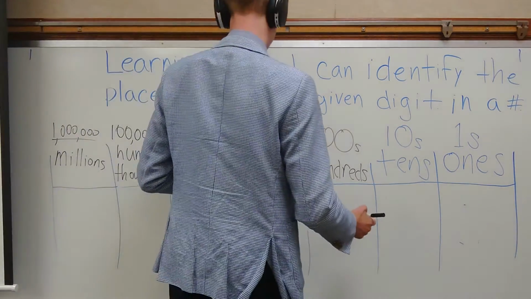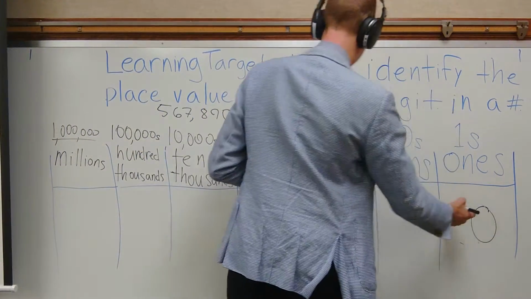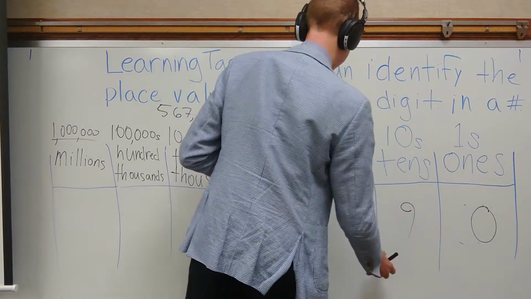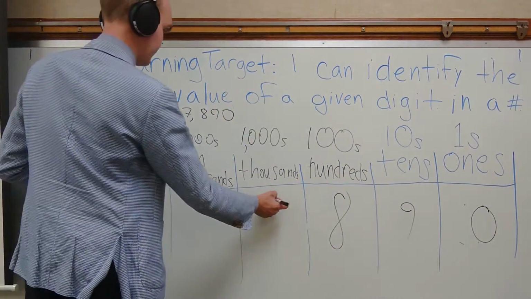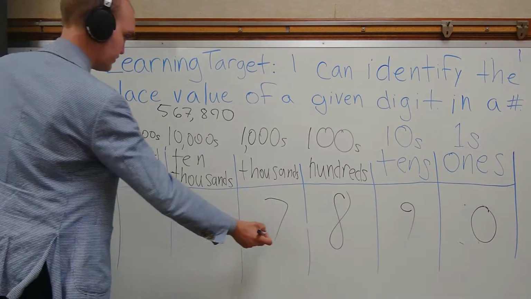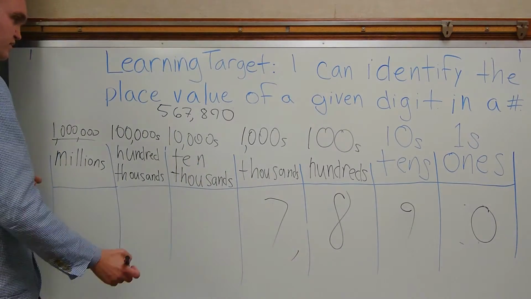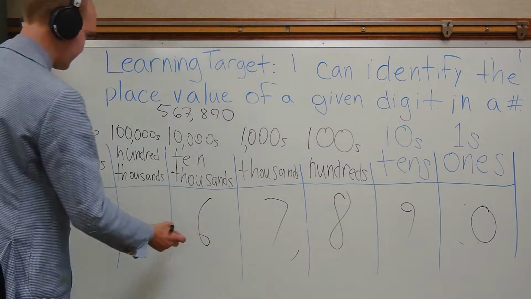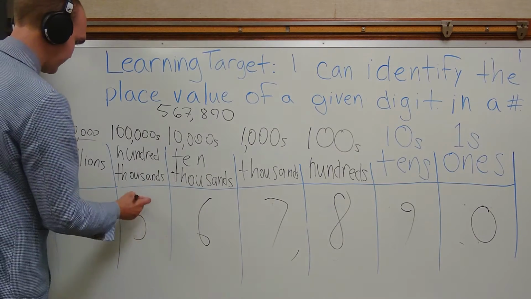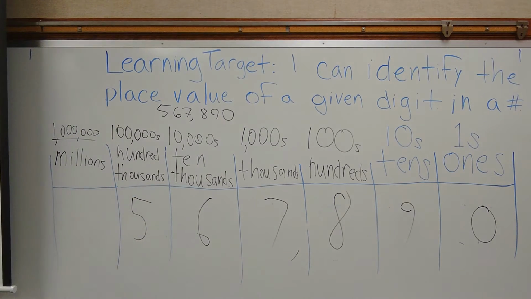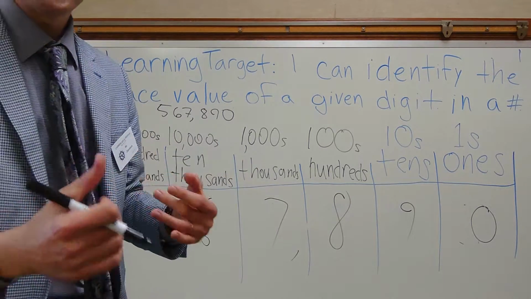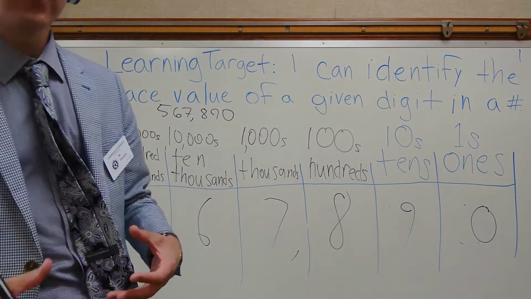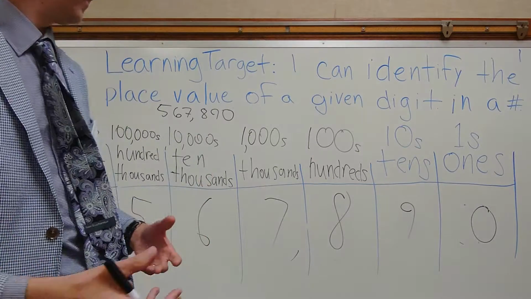Okay, 567,890. 0 ones, 9 tens, 8 hundreds, 7 thousands. There's a comma between the thousands and the hundreds. 6 10,000s and 5 100,000s. Using the place value chart, you can now tell me what any of these digits is worth. What is its place value?